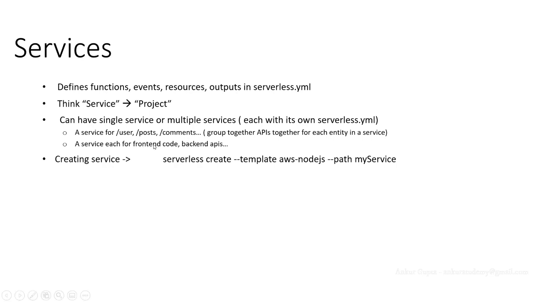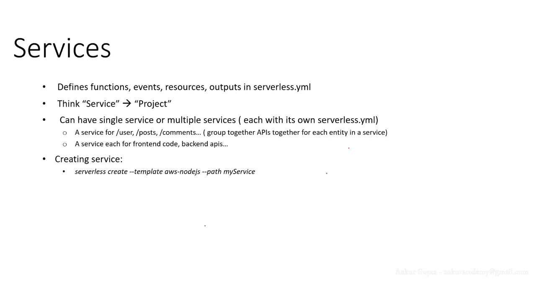For smaller projects, we can have just two services, for example, one for front-end code, another one for back-end APIs. So the front-end service will have CloudFront and an S3 bucket where we can deploy our front end, and the backend will have the API Gateway and all the database related resources. We'll see all these in action in upcoming lectures. We will also see how we can create a service using a simple create command that serverless provides. We can use one of the templates and define the path where we want to create a service, and serverless will initiate a serverless YAML file.